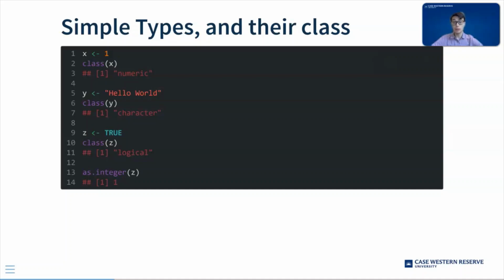On line 5, we have assigned Y the character string "hello world". Once again, when we run the class function on Y, we can see the type of variable that we have saved. In this case, it is a character. Z, likewise, has been assigned the value TRUE. If we apply class to the Z variable, we can see that this is a logical type. We can also change from logical to numeric or integer by using the as.integer function.